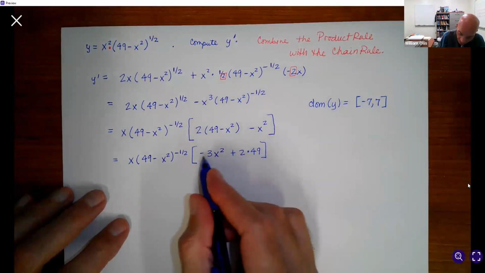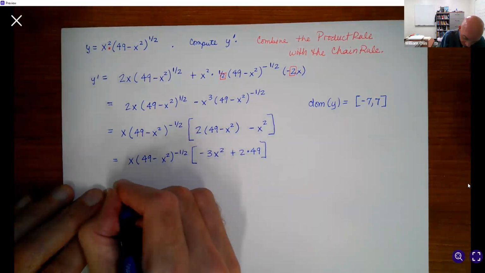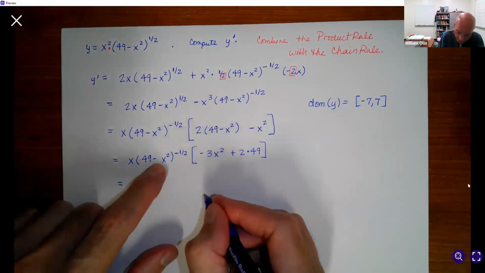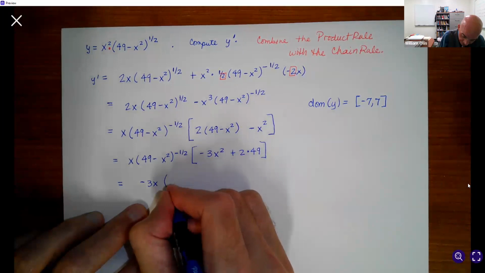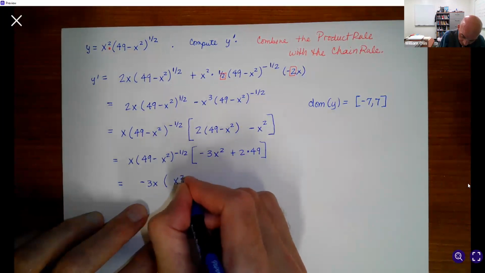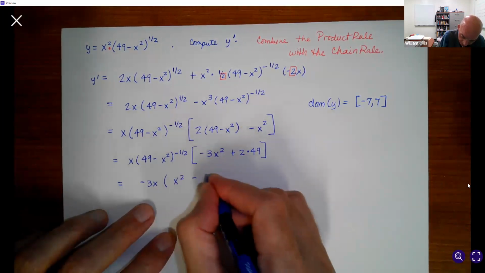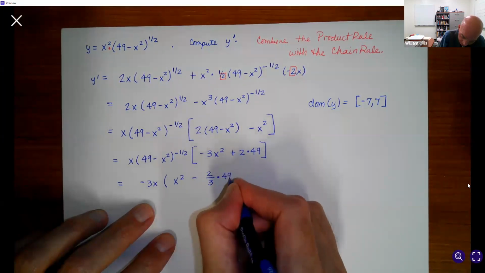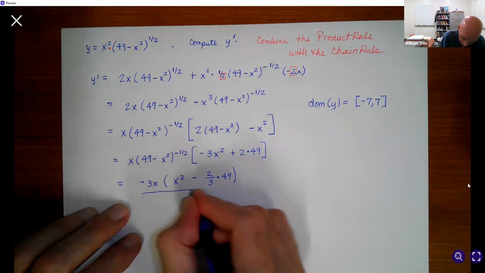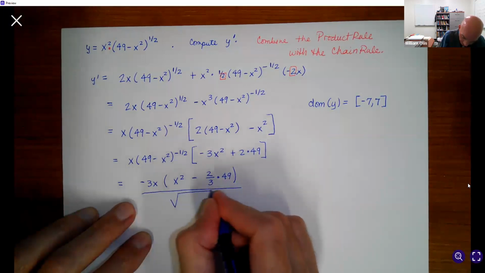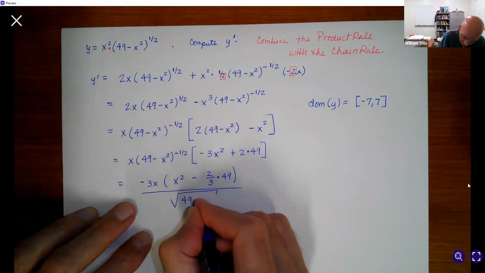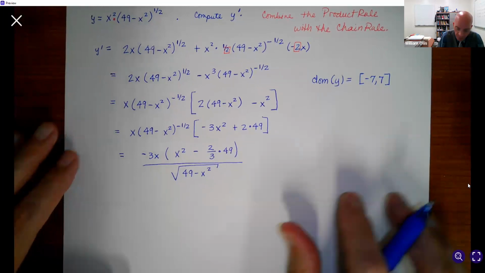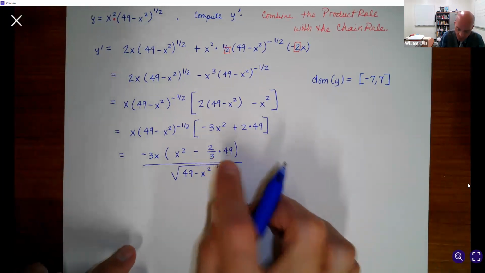So if you like, we can go ahead and factor a -3. So we're going to have a -3x, and I'm going to remove this downstairs, but that's going to give us x squared minus 2/3 times the 49. And then, of course, downstairs we have the radical. You can use the radical sign or just keep doing the 1/2. But notice now this is just a difference of 2 squares.